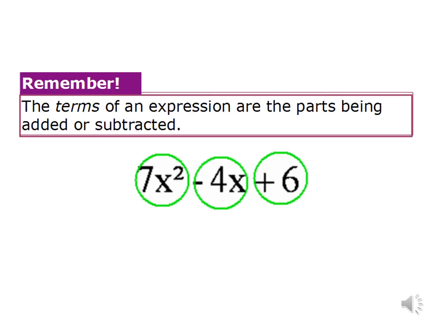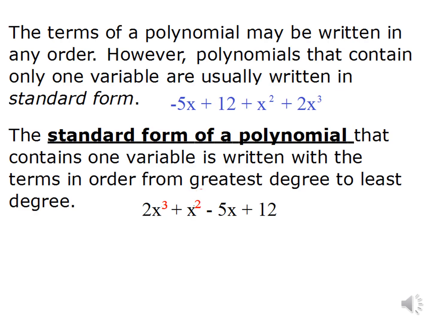The terms of an expression are the parts being added or subtracted. This is a basic definition that you learned long ago, but it has more significance when we're talking about polynomials. The terms of a polynomial may be written in any order. However, polynomials that contain only one variable, meaning one letter, are usually written in standard form. The standard form of a polynomial that contains one variable is written with the terms in order from the greatest degree, the highest degree, to the least degree. And constants are always at the end because their degree is 0.